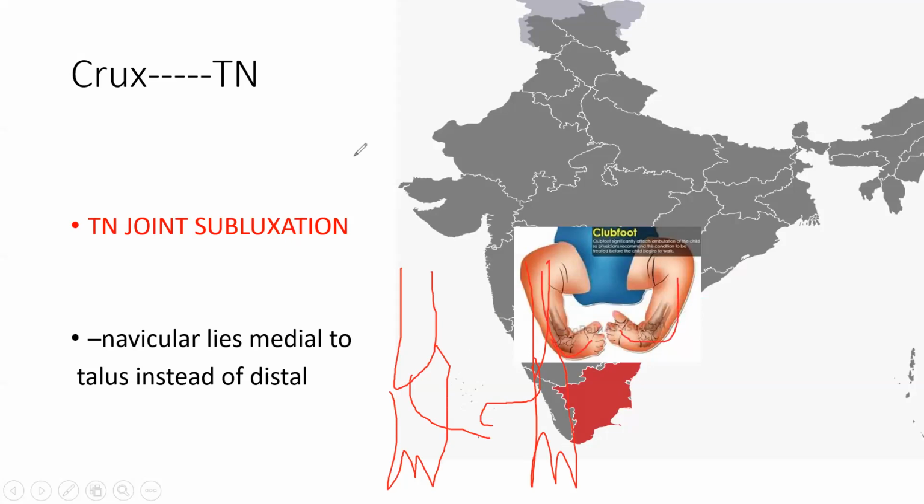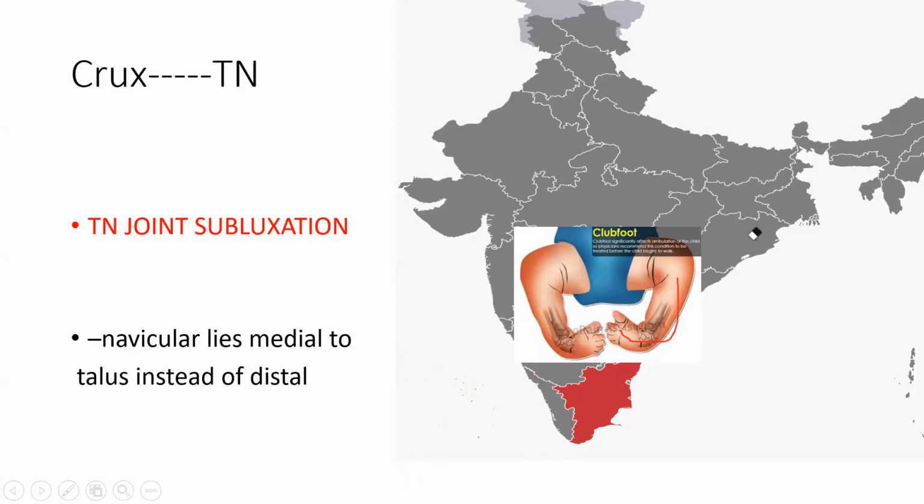In this deformity, if you see, they are going towards each other. They are like love birds. This is the inner border, this is the outer border. The outer border is lying on the ground, while the inner border is going up. So the inner border is in the air, the outer border is on the ground. I will show you the other pictures of this clubfoot. In clubfoot, just remember one thing: there is a talonavicular subluxation, the navicular lying medially to the talus.